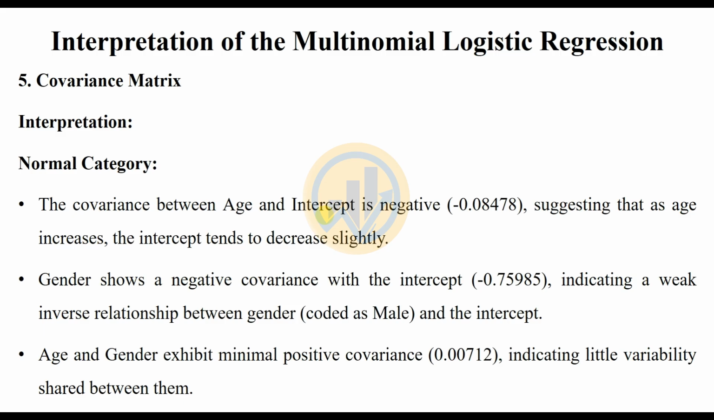The covariance between age and intercept is negative, minus 0.08, suggesting that as age increases, the intercept tends to decrease slightly. Gender shows a negative covariance with the intercept, minus 0.75, indicating a weak inverse relationship between gender, coded as male, and the intercept. Age and gender show minimal positive covariance, 0.007, indicating little shared variability between them.